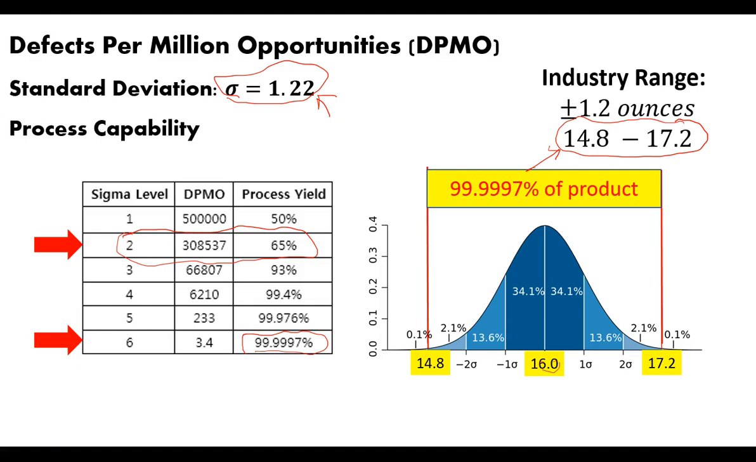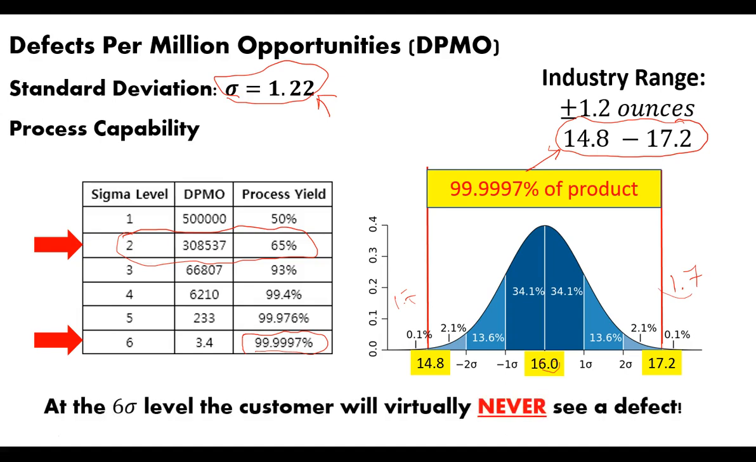In other words, there will only be 3.4 defects per million opportunities. So every time we come up with a million boxes of cereal, there will be 3.4, or 1.7 boxes above and 1.7 boxes below, if we're operating at 6 sigma. So our customer at the 6 sigma will almost never see a defect. And the few times they have a defect, we can probably address that by giving them a new box of cereal. So this is the power of Six Sigma, and this is why it's actually called Six Sigma.